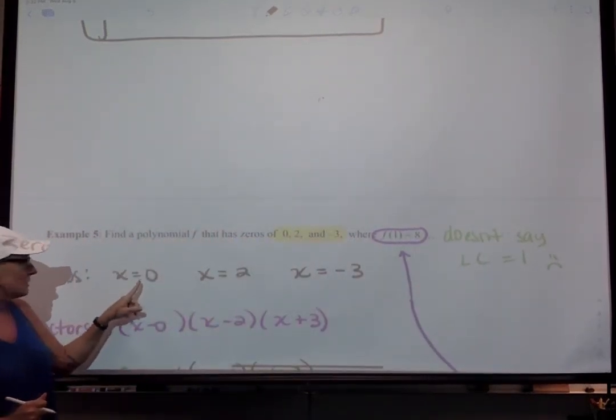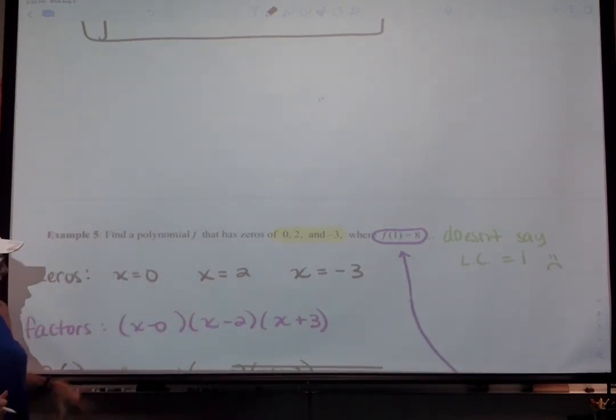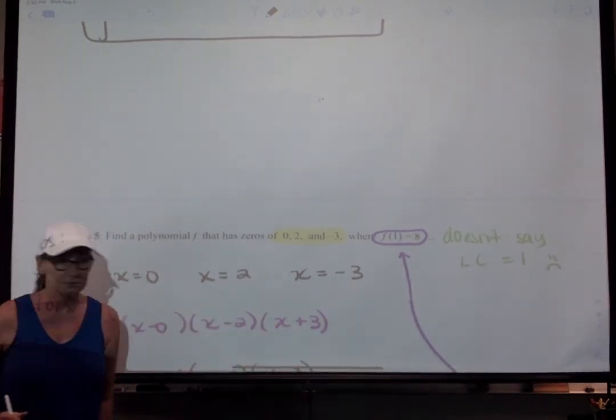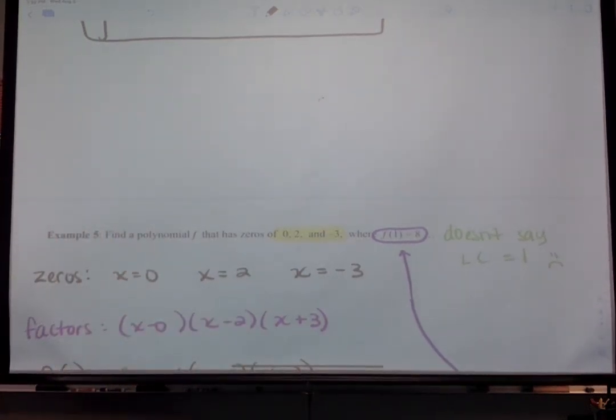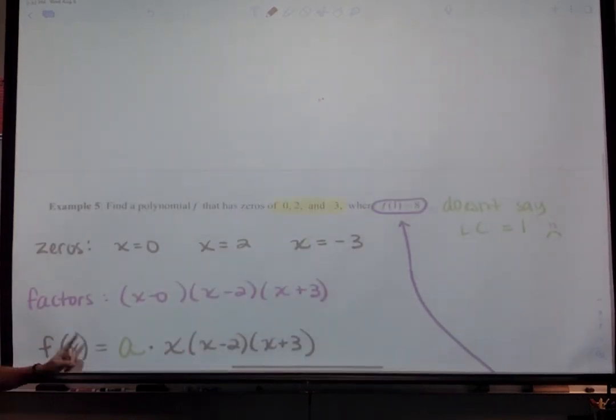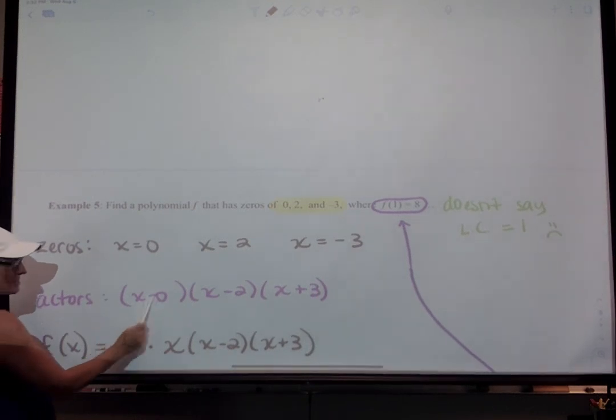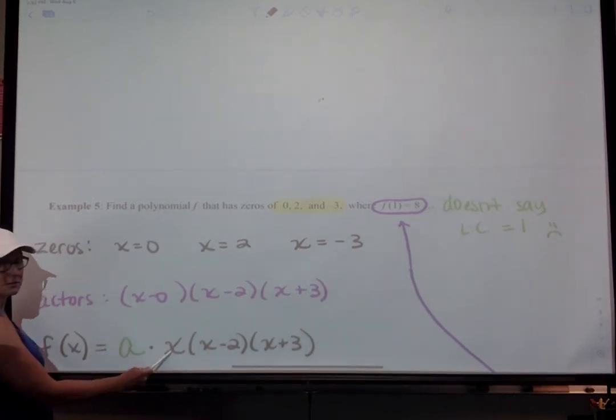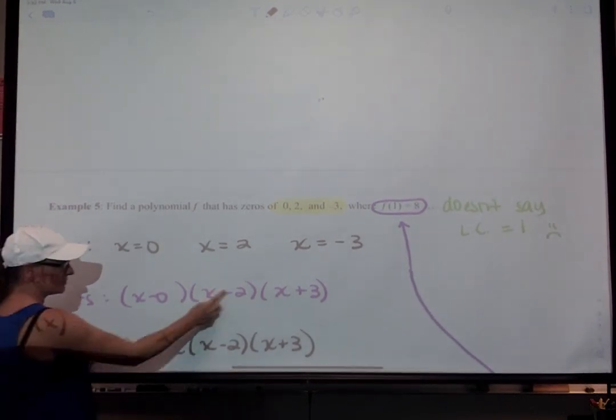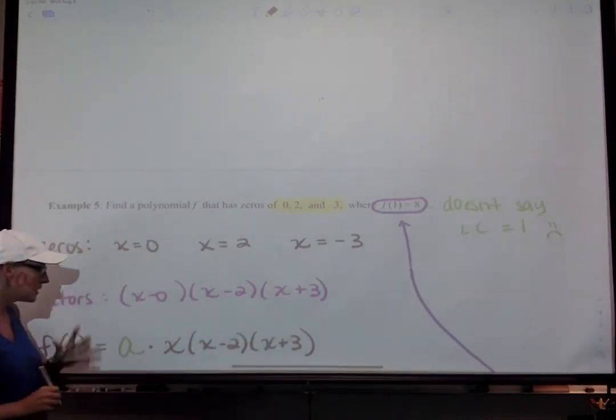So I wrote out my zeros, here, here, here. I turned them into factors, here, here, here. Should make perfect sense. Now, ready? I'm ready to write my polynomial. So this is silly. I just wrote it like this. And I still have x minus 2. I still have x plus 3. But you know what?